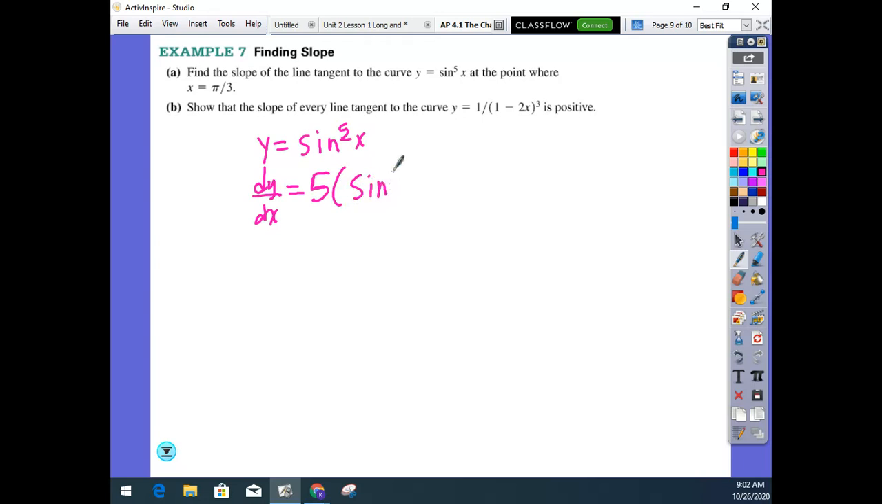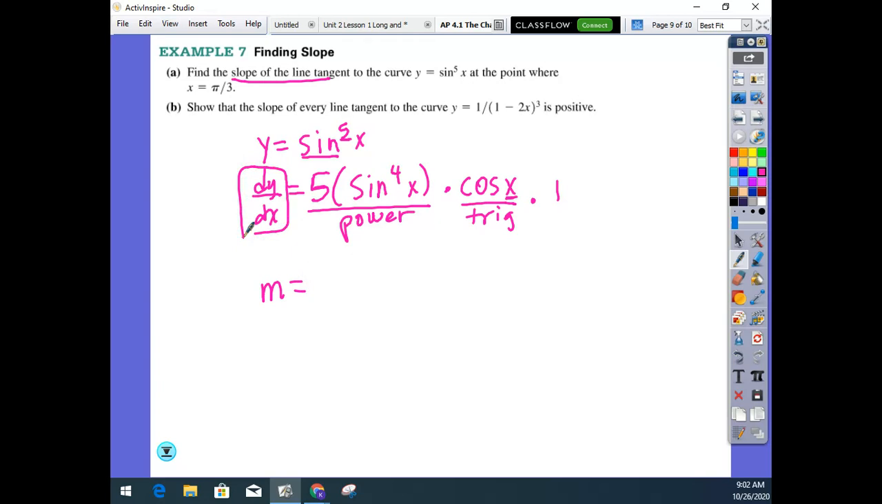Five sine to the 4th x. This is the power. The trig, you're only taking the derivative of the trig. That's just cosine of x. Power, trig, and the inside is just x, and the derivative of that is just 1. Find the slope of the tangent line to the curve at the point where x equals pi over 3. So the slope of the tangent line is just m. We have the dy/dx, so that means I can just plug in pi over 3.